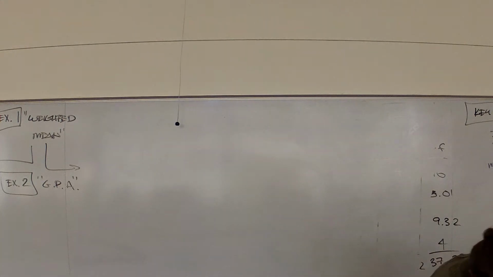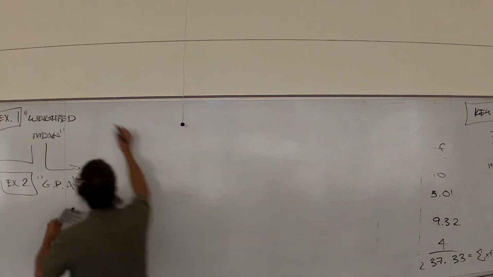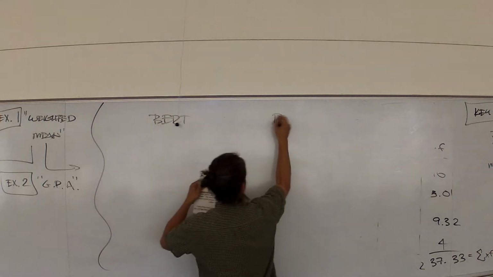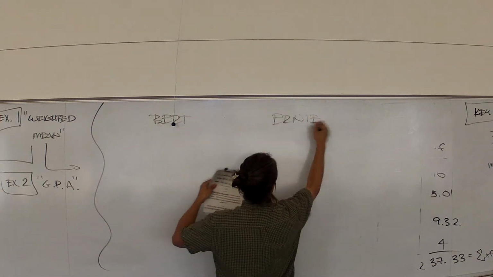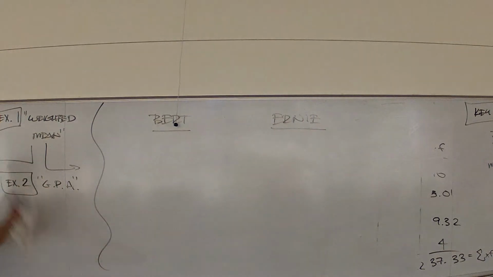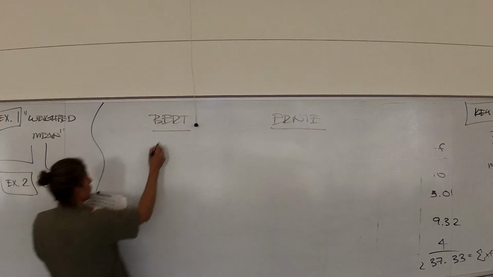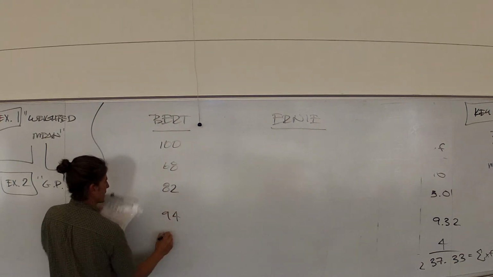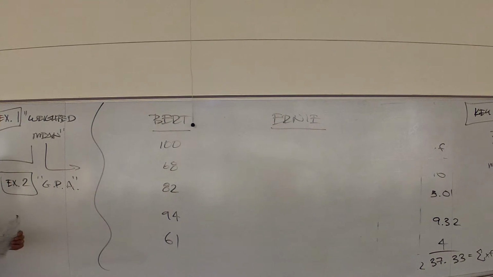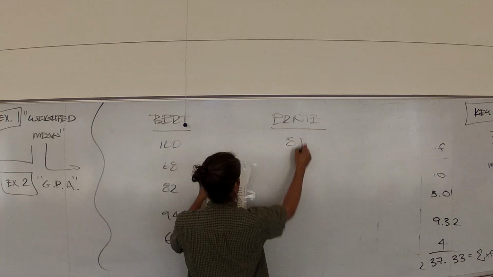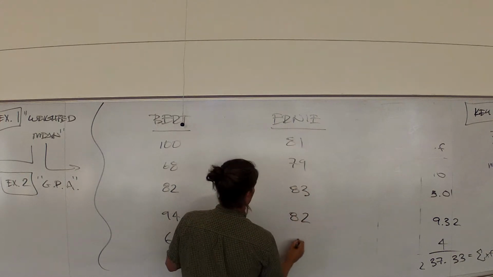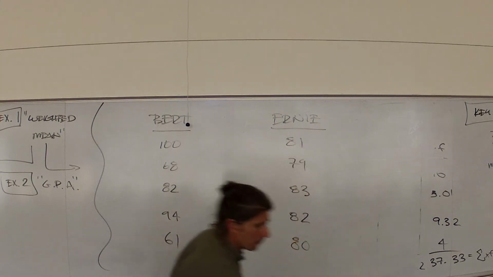I'm going to give you 2 students' performances on 5 assessments. Bert and Ernie? And Ernie. Awesome. So these guys took 5 assessments. Bert got 100, a 68, an 82, a 94, and a 61. Wow. He's all over. Ernie got an 81, a 79, an 83, an 82, and an 80. Ernie's nice and steady.